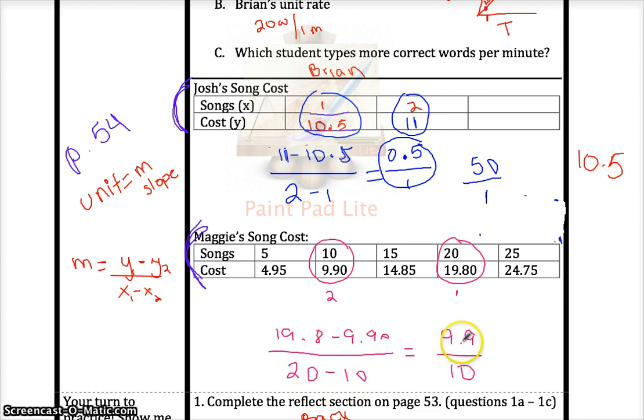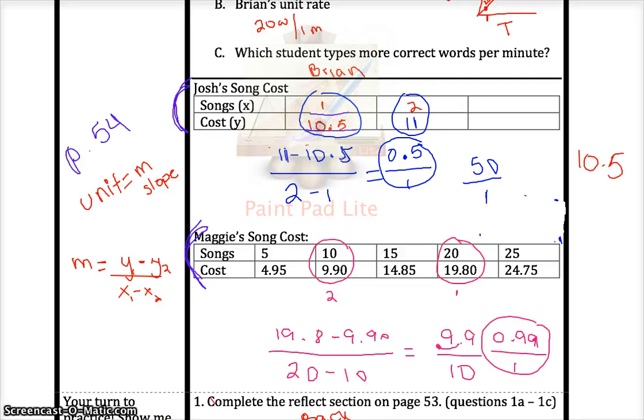Well, if I'm dividing by 10, I need to move my decimal over one place right here. So 0.99 is basically 99 cents, and that's how much Maggie is paying for one song. She pays 99 cents for one song. Okay? Then we need to look at the next question in our book.